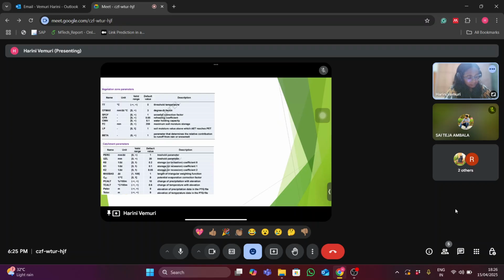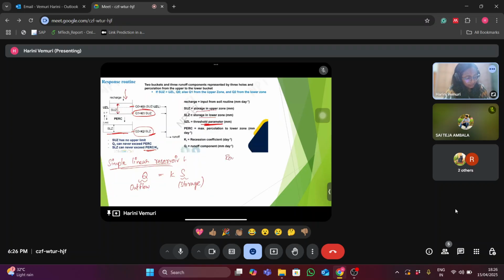And also we have the routing routine, the fourth module, in which we use a transformation function. Like I said, suppose the runoff that is generated after the third module is this, then we have a transformation function to produce a hydrograph after the routing is occurring. Generally the peak will be reduced, and there will also be a time lag.